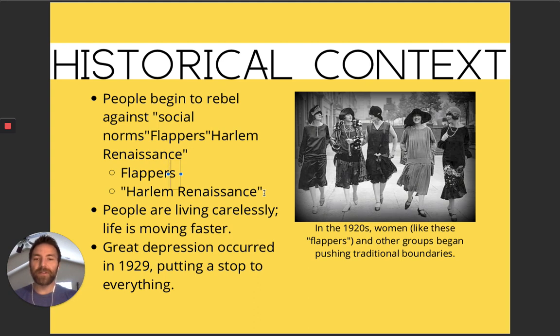So people are living carelessly. Life is moving faster. Cars are becoming more common, right? There were movie stars for the first time in the 1920s. So life is kind of just moving faster. People are having a good time, lots and lots of partying. The economy is booming. Then the Great Depression hit in 1929, and it put a stop to everything. The book takes place before the Great Depression, but a lot of people read the book as Fitzgerald's message being that this is too much of a good thing in the 1920s, and it's all going to come crashing down, and sure enough, it did.